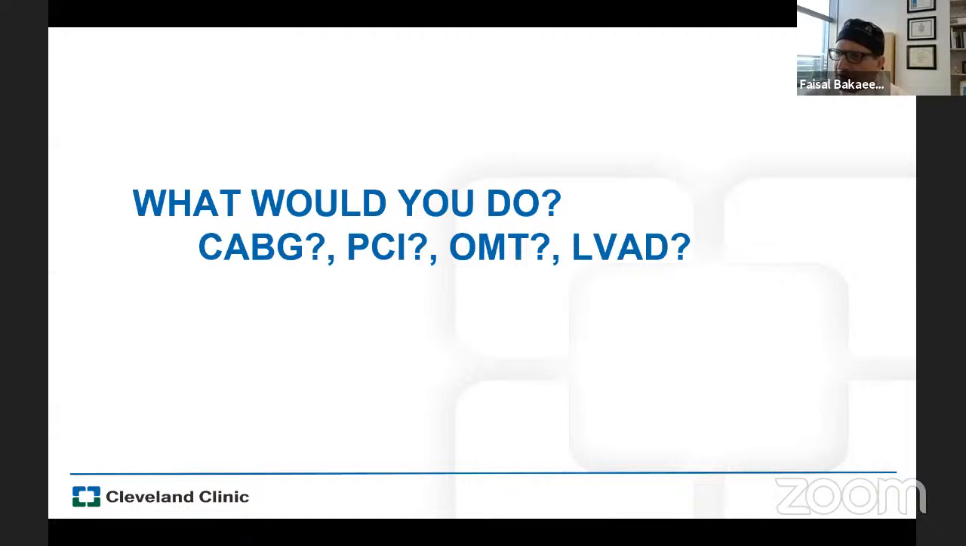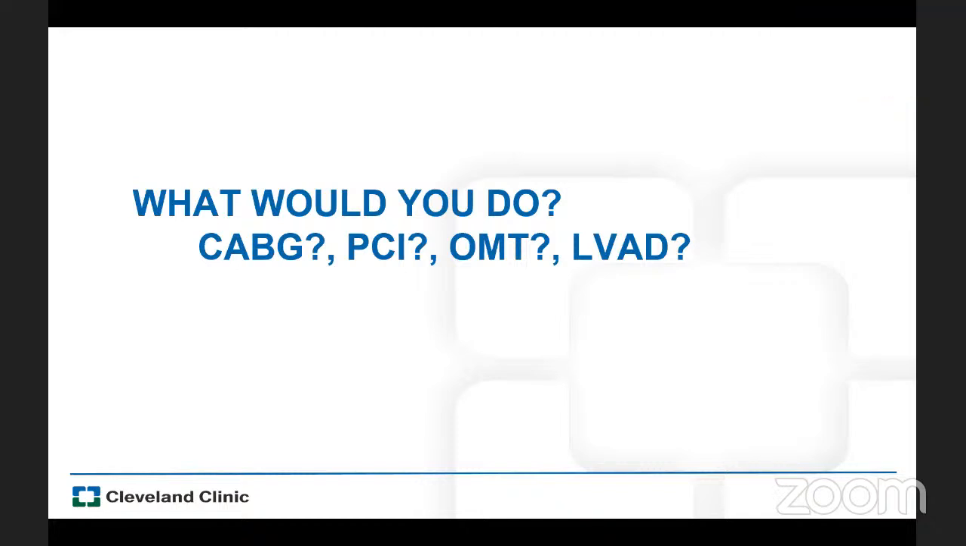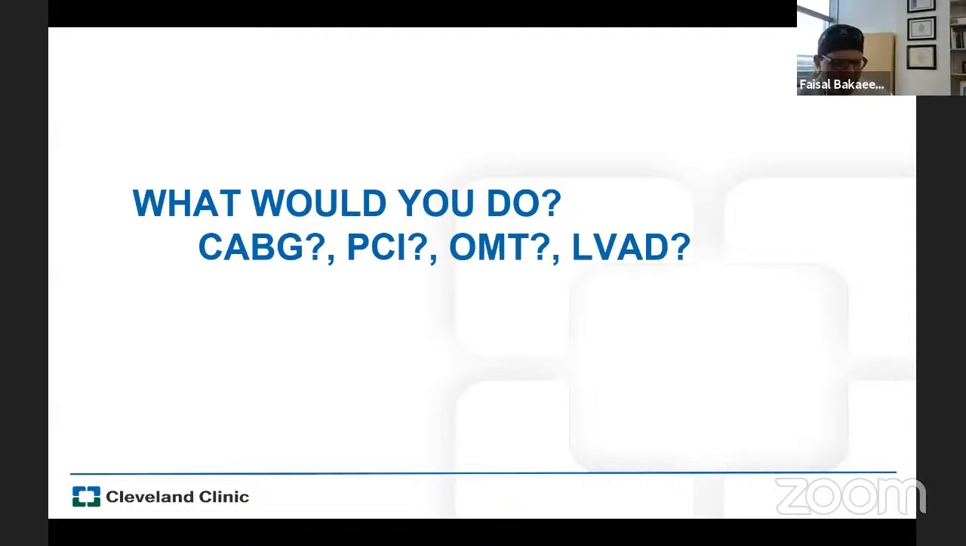Loai, do you agree with the CABG? Well, I personally would disagree, maybe because of his very low EF. I'm not sure how it would recover after the CABG. Okay, well, I'm glad you're honest, and I thought along the same lines.